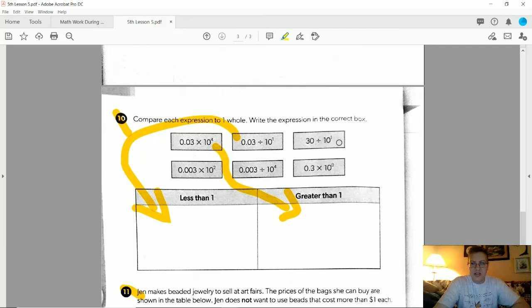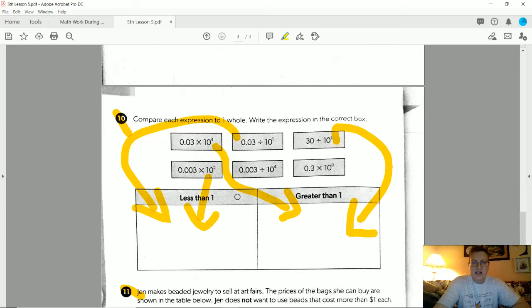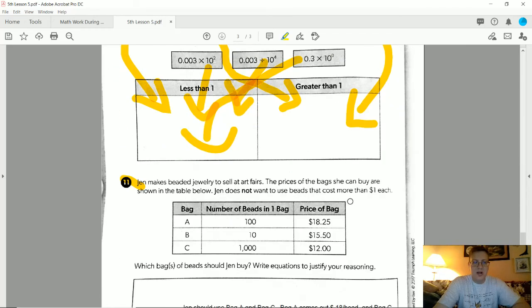And so that is going to be greater than 1. Down here, we are going times 2. That would give us 0.3. That one goes here. Dividing this one is going to get even smaller. And then multiplying by 10 to the 0 power, that one is going to stay exactly where it is. And that one will also come over here. So the top corner on the left and top corner on the right are greater than 1. Everything else is less than 1.